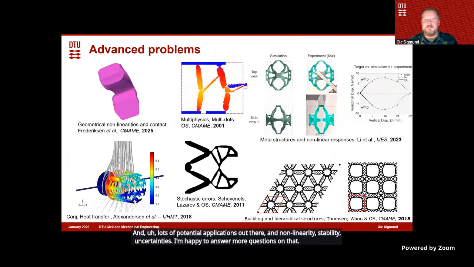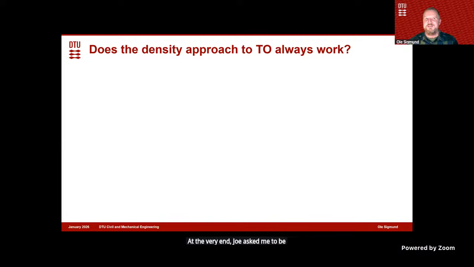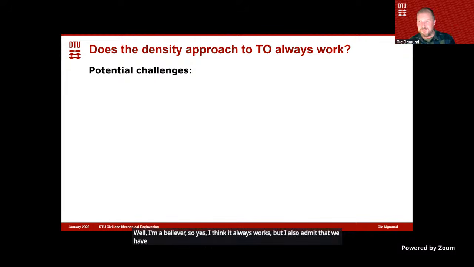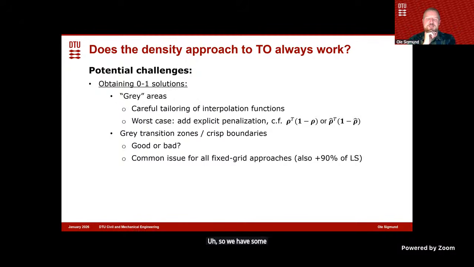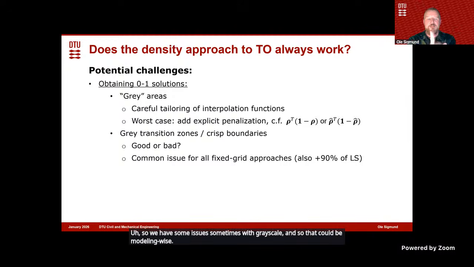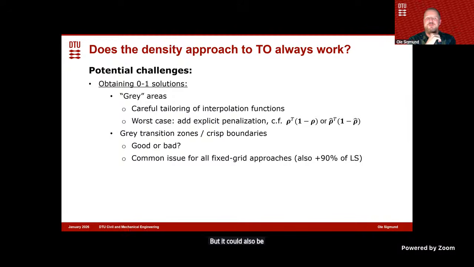At the very end, Joe asked me to be critical. Does the density approach to topology optimization always work? Well, I'm a believer, so yes, I think it always works, but I also admit that we have headaches; some of my students would say sometimes. We have some issues sometimes with grayscale. That could be modeling-wise, but it could also be getting rid of the grayscale.